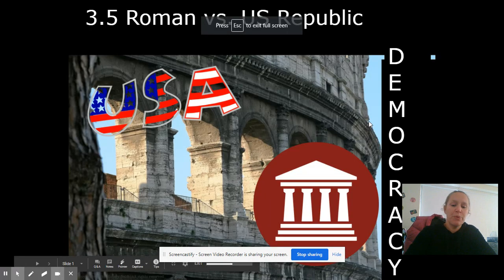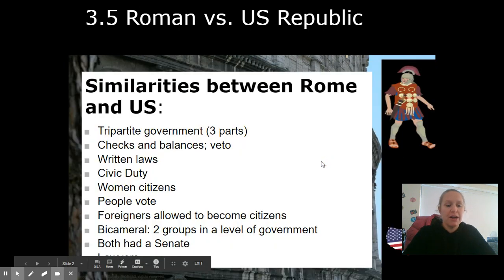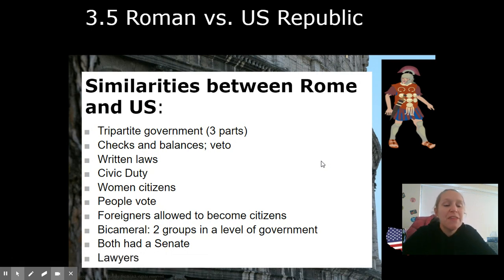All right, hey everyone, we are going to go over 3.5, Roman versus U.S. Republic. This should be fairly quick. What you're going to do is we're going to go here and we're going to read the similarities between Rome and the U.S.'s government. So what things do ancient Rome's government and our government have in common?